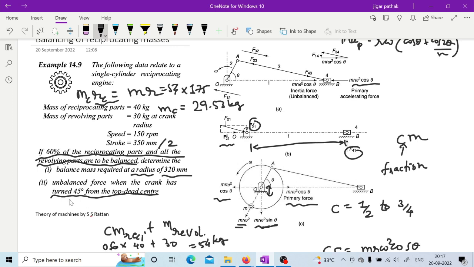And this unbalanced force you can now calculate easily from the equation we have written. That resultant unbalanced force we have calculated, right? It is the square root of (1 minus c) m r omega square cos theta whole square plus c m r omega square sin theta whole square. Theta is 45 here, provided, right?